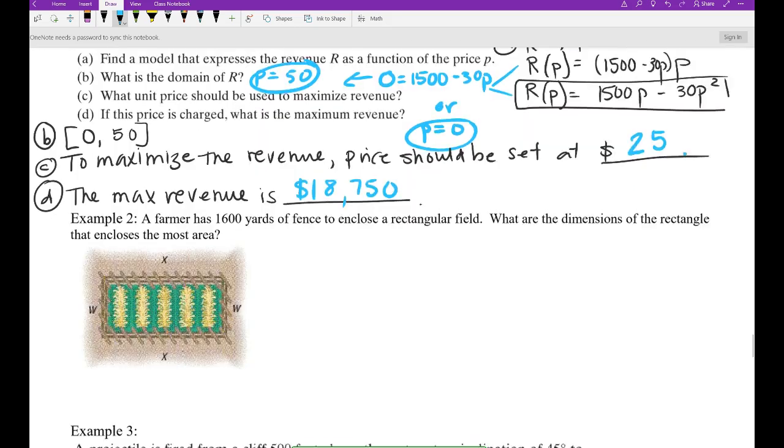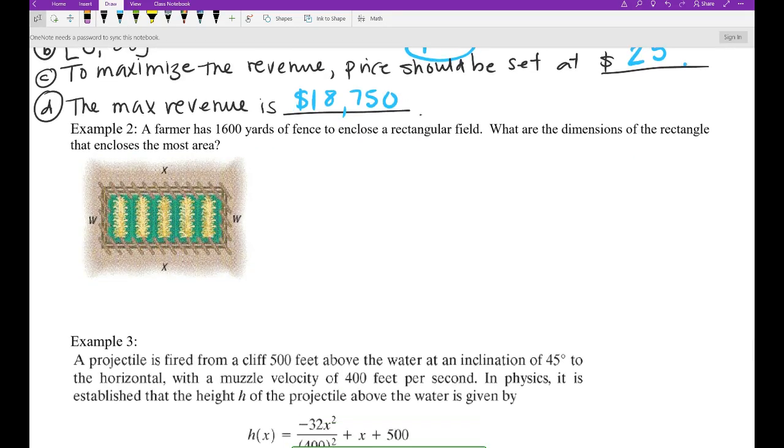Okay, here we go. Example two. A farmer has 1,600 yards of fence to enclose a rectangular field. What are the dimensions of the rectangle that encloses the most area? What do you do?